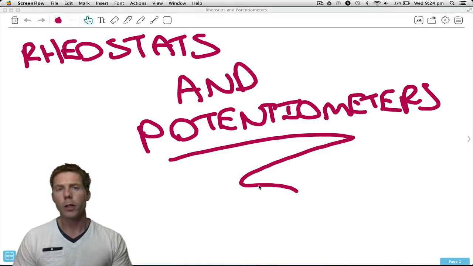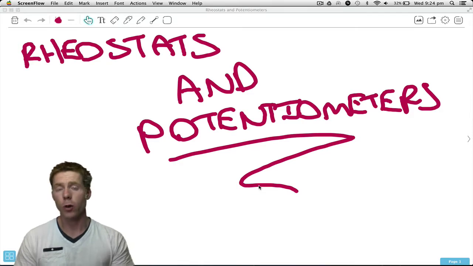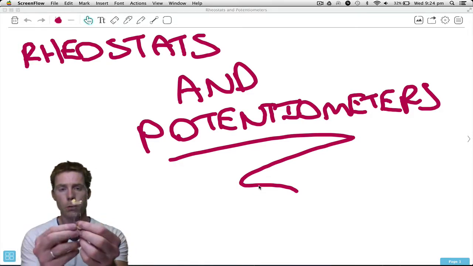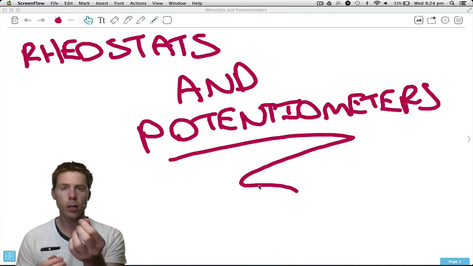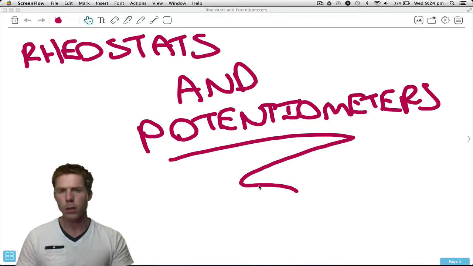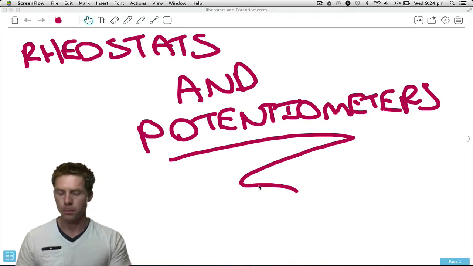Now, we've already been looking at fixed values of resistors like these ones. So if you were to get a 10k ohm resistor, for example, one that looks like this, it's only ever going to be 10k. It's not going to change from 10k at all, but sometimes we want circuits where we can vary the resistance without having to unplug resistors and put other ones in. Now that's where rheostats and potentiometers come in.